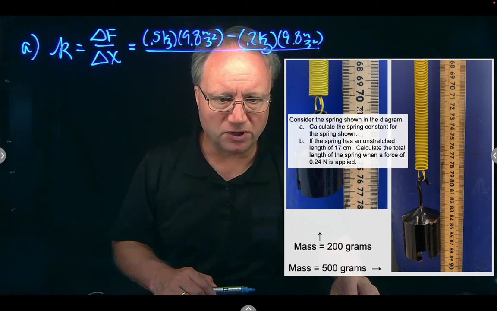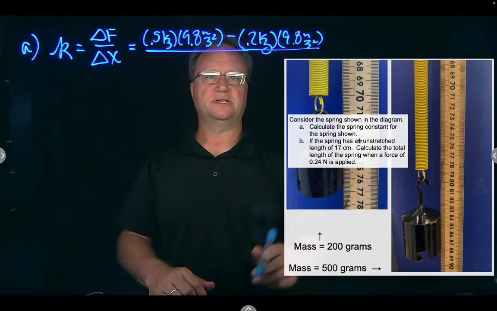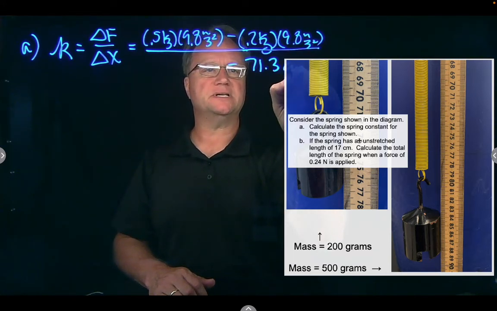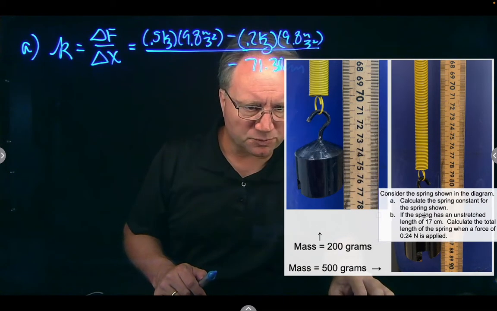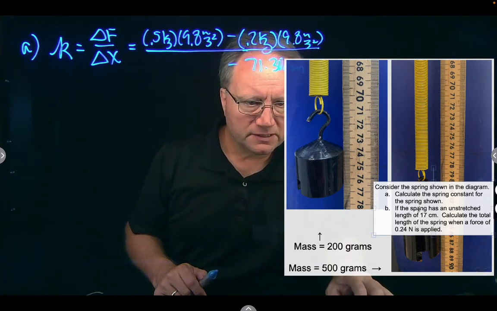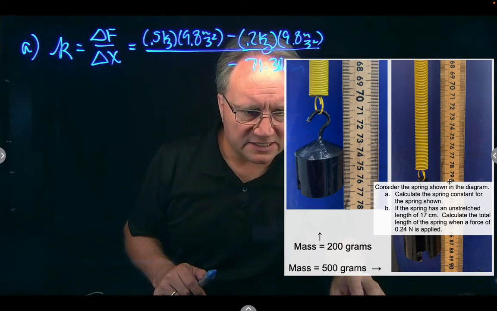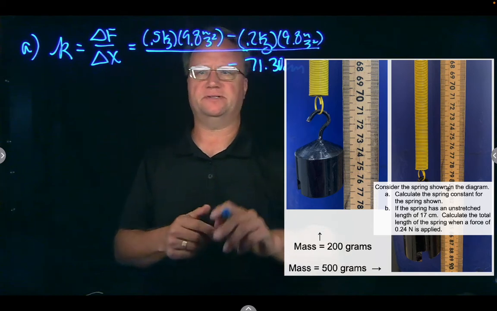It's looking like just about even on 71.3 centimeters. So that's going to go with a 0.2, so 71.30 centimeters. And now I'm going to go to the corresponding place on the spring over here. And let's see, we're at about 79.88 centimeters.